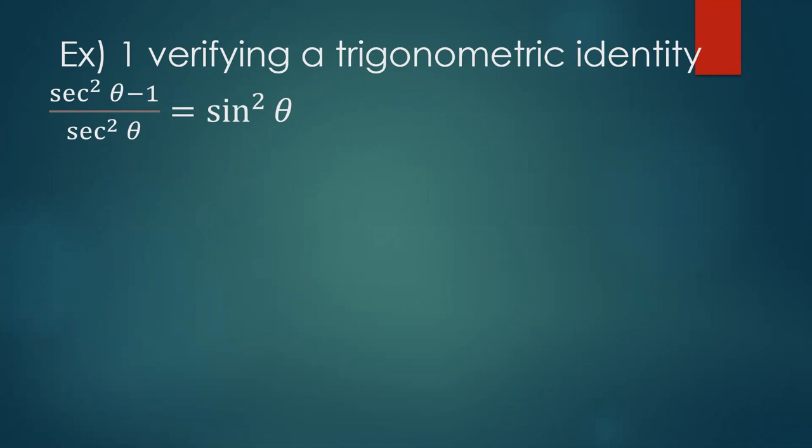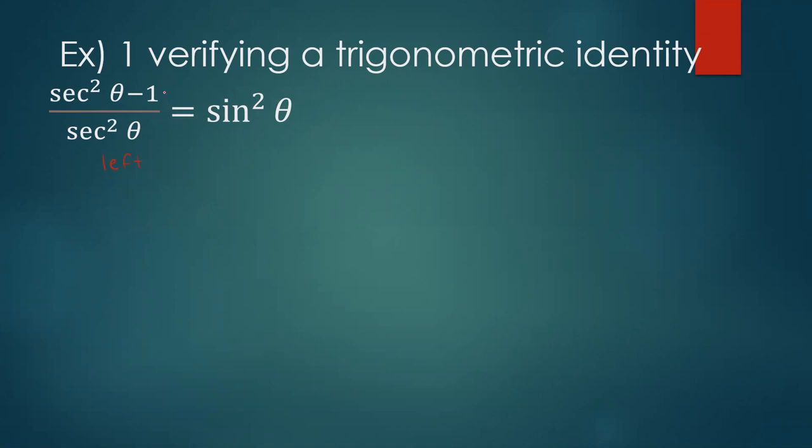In example one, we're verifying a trigonometric identity. We have secant square theta minus one, divided by secant square theta, equals sine square theta. So the first step is you have to pick a side. I'm going to pick the left side, and then I'm going to somehow magically make it look like this. Is there anything we can do to manipulate it?